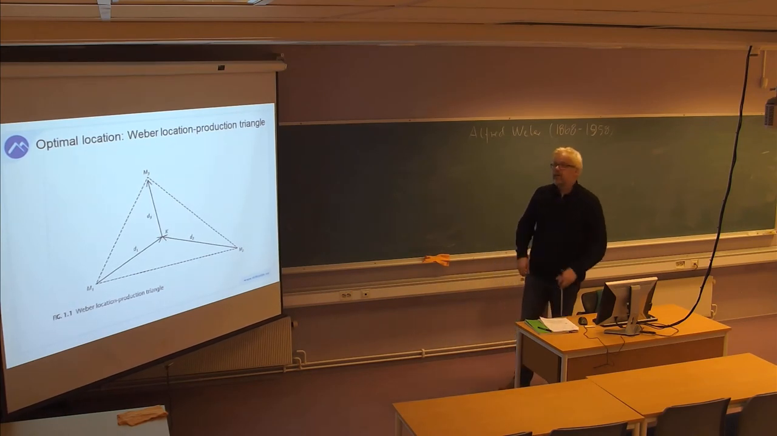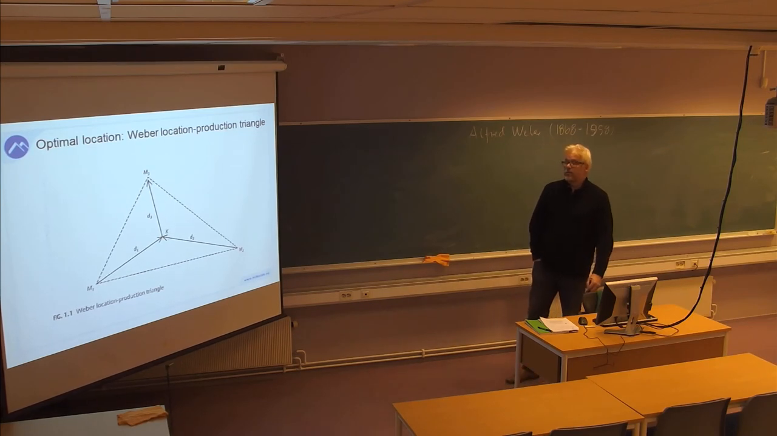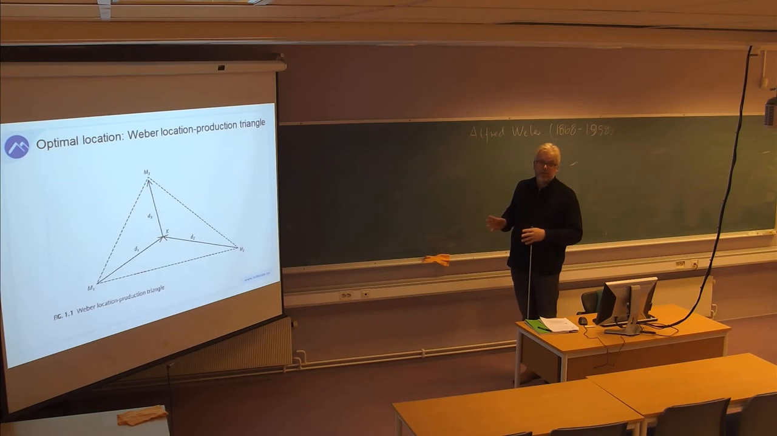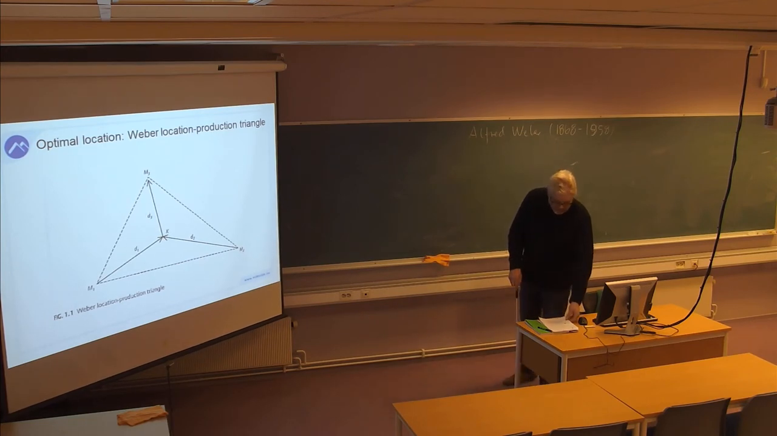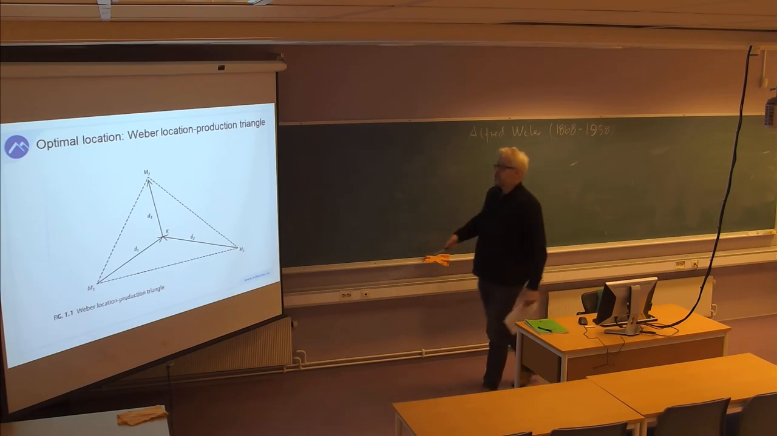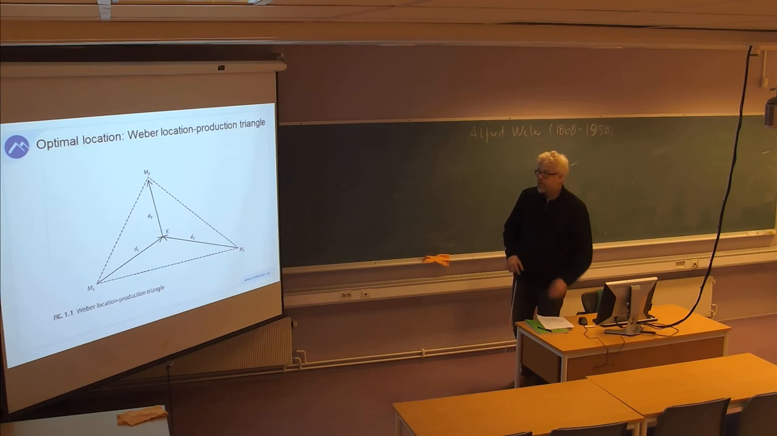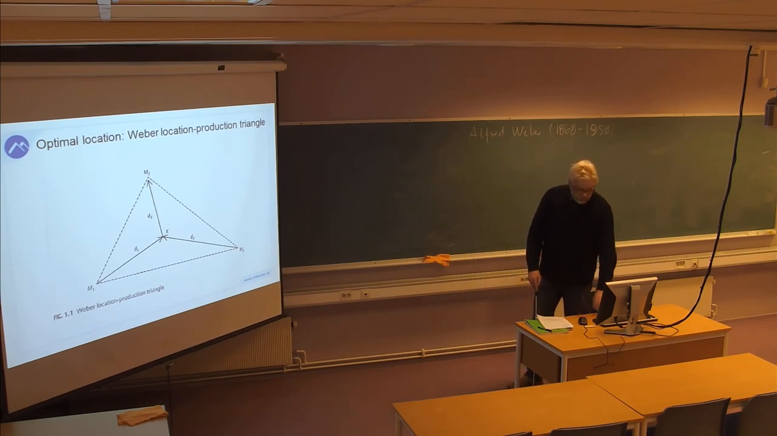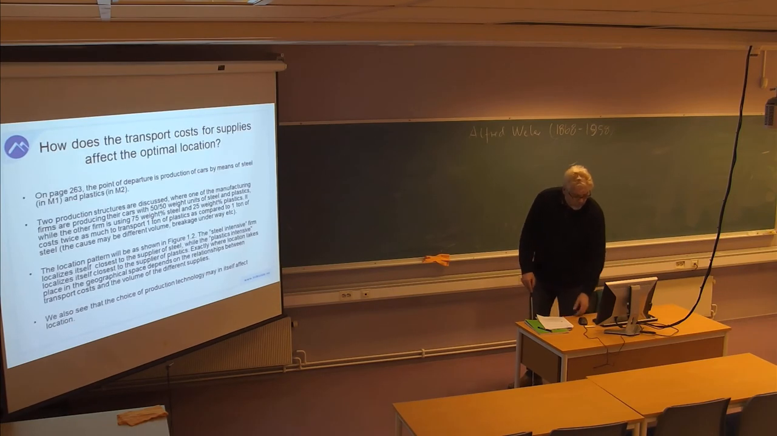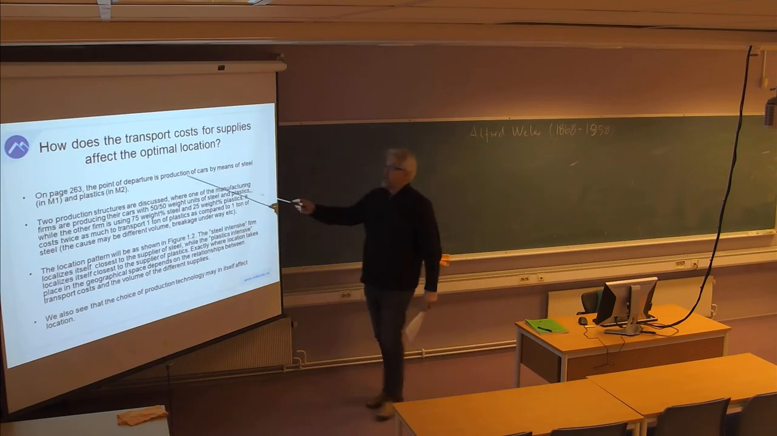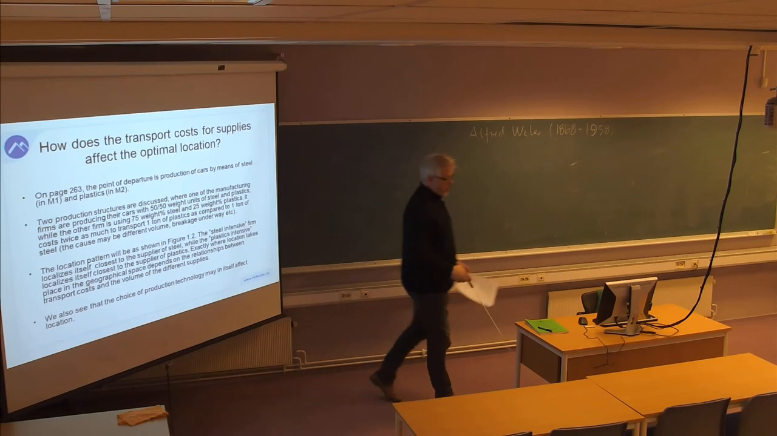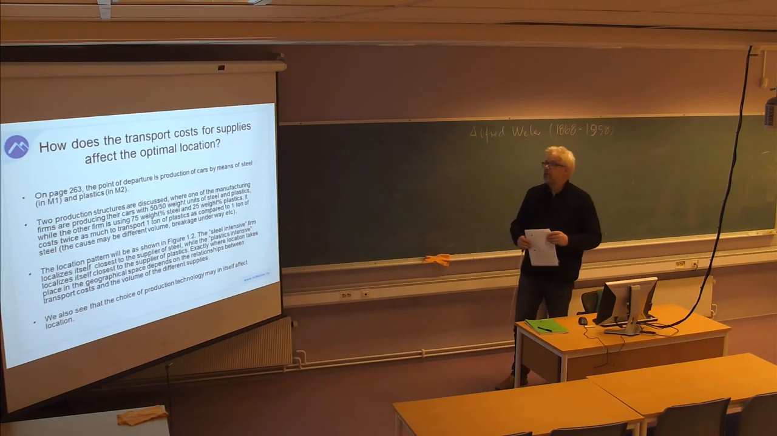And then we can start playing around with some discussion about certain elements here. And we can start with the transport cost for the supplies for these two flows here, D1 and D2, which is the supplies of the factors needed for production. And I refer here to the pages in volume 2 of the paper collection, where you find these descriptions in some detail.